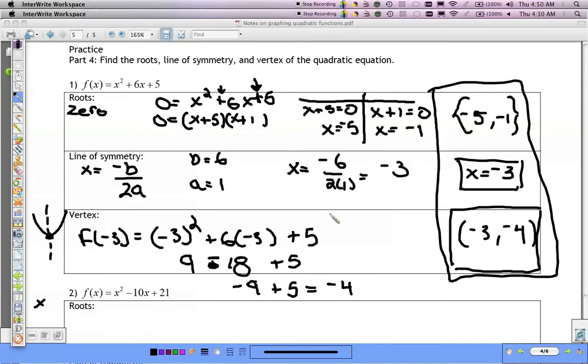Okay, so we have all of this information set up for ourselves. We know what the zero of this function is. We know what the line of symmetry is, and we know what the vertex is. So we can take all of that information, and we want to take this important information and use it to sketch our graph. So this is where you're going to want to take out a piece of graph paper and make a little XY axis.